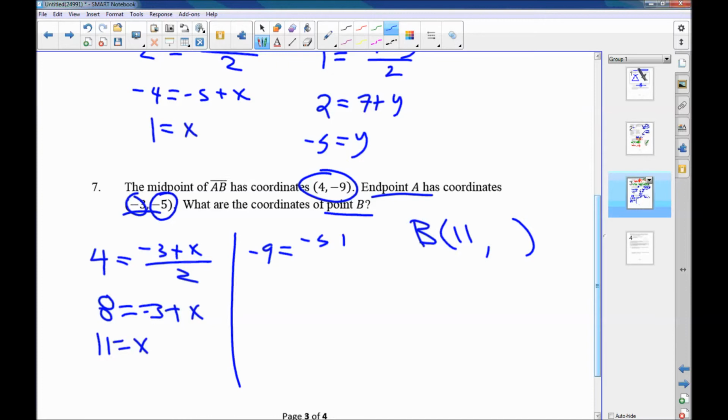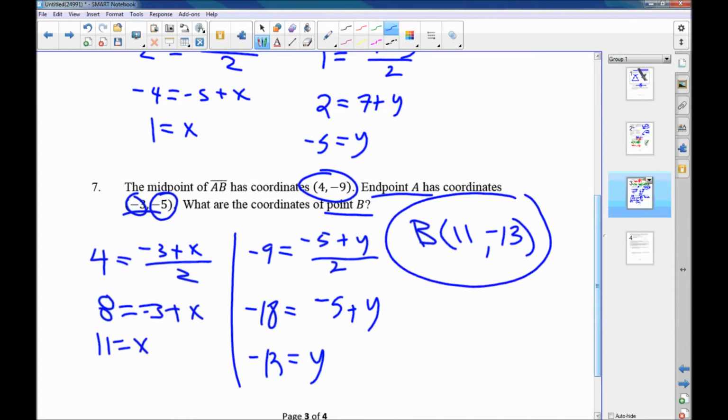One of them is negative 5, and the other one we don't know. And then divide them by 2. So I times 2 to both sides to get negative 18. So this is negative 5 plus y. And then I'll add 5 to both sides to get negative 13. So this means the endpoint y coordinate is negative 13. So our whole endpoint B is 11, negative 13.